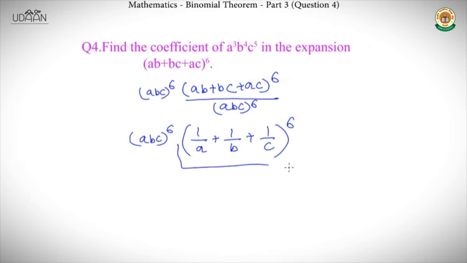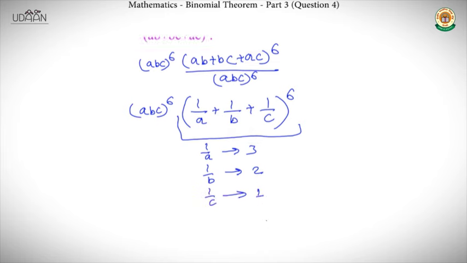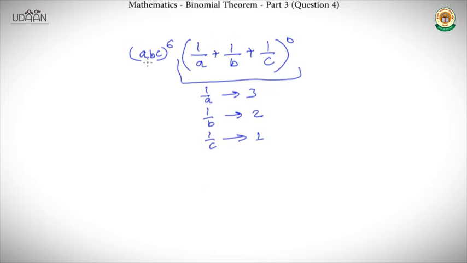So in this expression, we'll find the power of 1 by a to 3, 1 by b to 2, and 1 by c to 1. Because the powers of a, b and c outside the bracket are already 6, it will get divided: a raised to 6 by a cube, and we'll also get a cube. We are familiar with the general expression, the general coefficient for multinomial theorem of a given power.